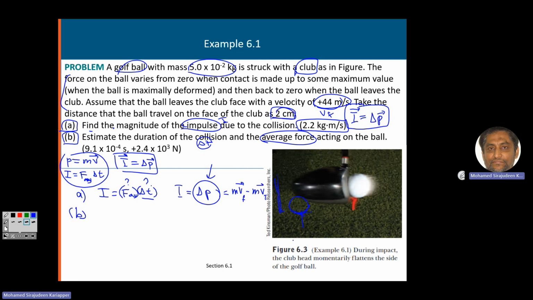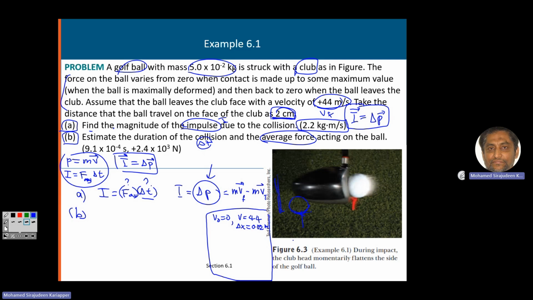So if I make a box here to get the time, we have the initial velocity 0, the final velocity 44, and the displacement delta x is 2 centimeters. That's an important piece of information. So 0.02. So we have the initial velocity, the final velocity, and the displacement.